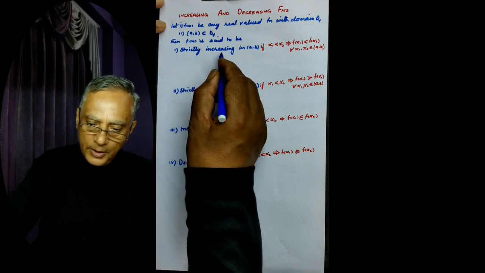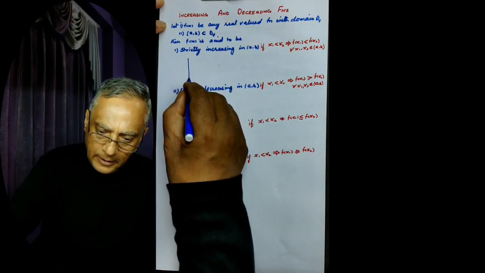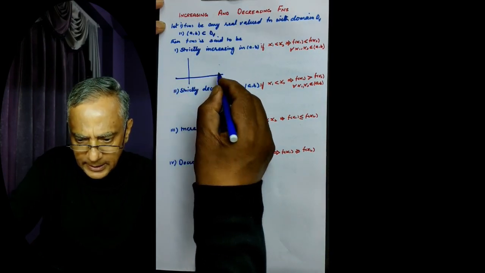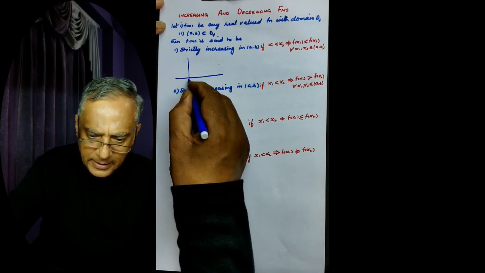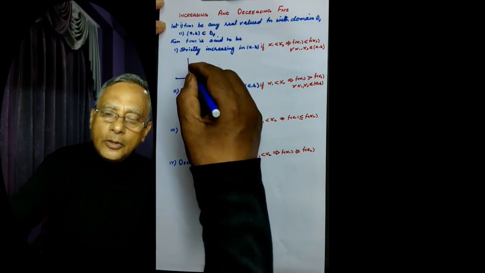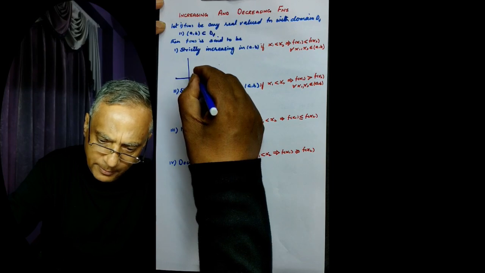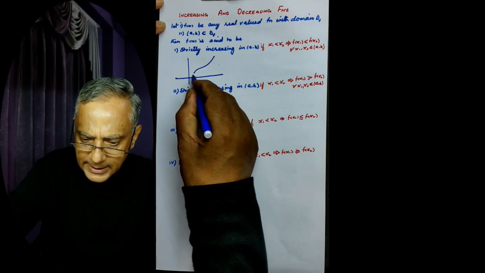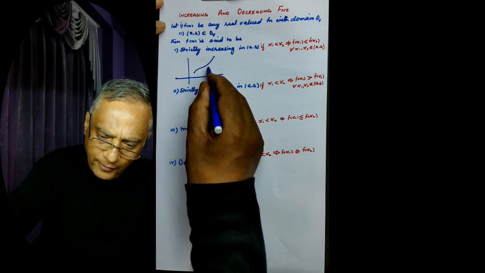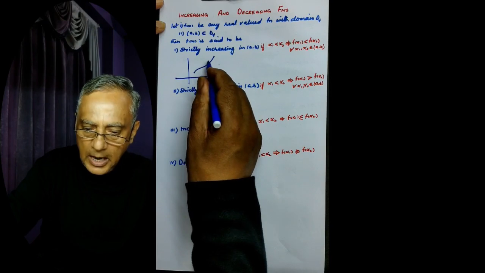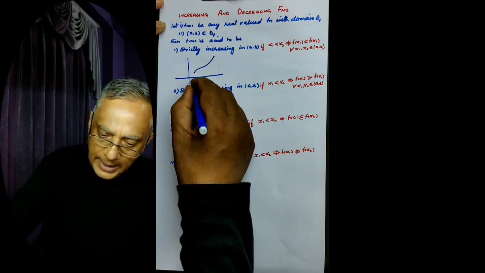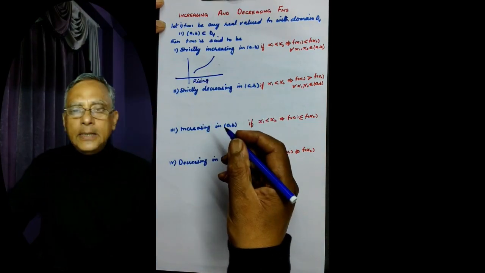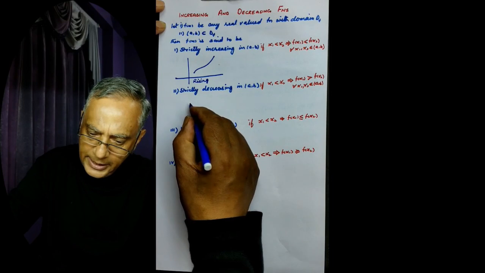Now graphically, strictly increasing functions. As x increases, f(x) also increases. So as x will increase, f(x) will also increase. The graph of such a function will be of this form. That is, as x is increasing, the values of the function are also increasing. Graphs of such functions are rising graphs. This is a rising graph. These are rising graphs.